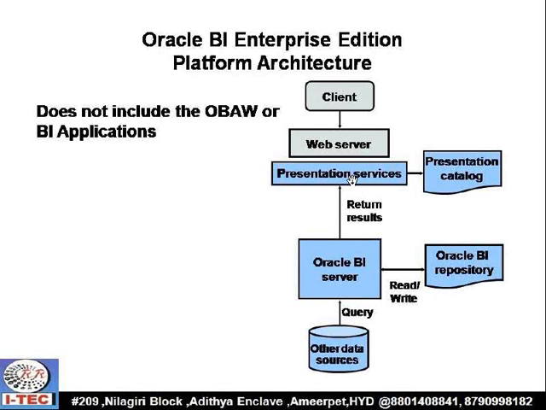Next, Oracle BI Enterprise Edition platform architecture. This is only OBI architecture, sir. What is in the OBI architecture, sir? First we have one source available, right? One database. From this database, we are creating what, sir? Oracle BI repository we are creating. This Oracle BI repository, we are loading into where, sir? Oracle BI server. Thereafter, this Oracle BI server is maintaining contact between the Oracle BI repository as well as the database.